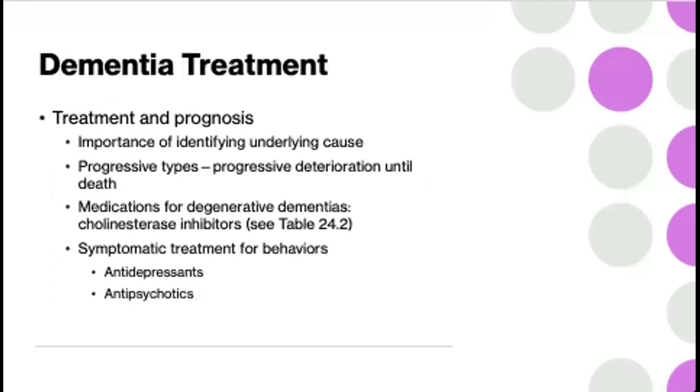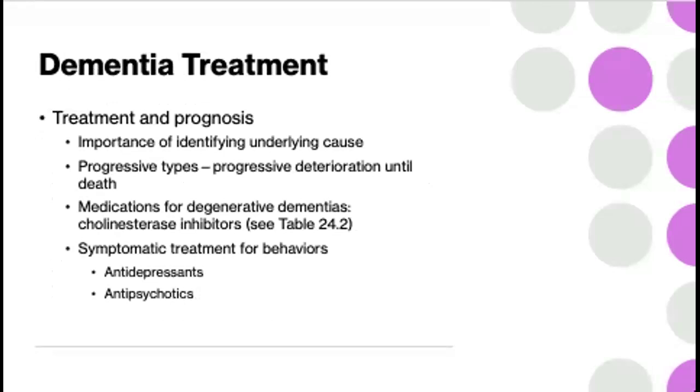So, our treatment and prognosis for dementia. If they have an underlying cause, we want to treat the underlying cause. When we look at vascular dementia, we really need to control their hypertension, their diabetes, or any other vascular issues. We want to improve that cerebral blood flow. If there is no underlying cause, then that's not an option.